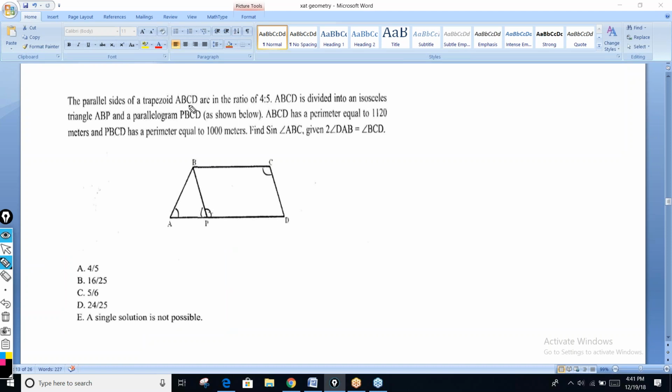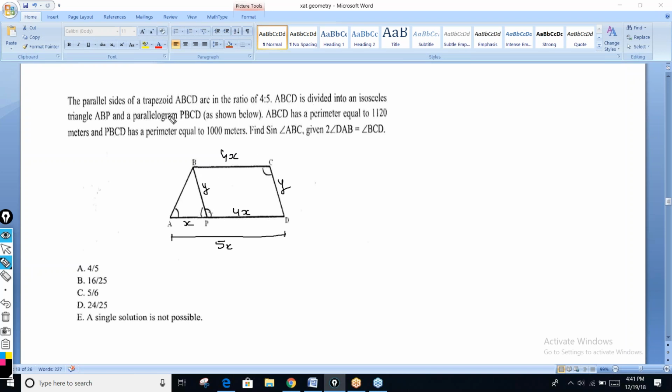The parallel sides of trapezoid ABCD are in the ratio 4 is to 5. That side and that side is in the ratio 4 is to 5. So that complete side is 5. ABCD is divided into isosceles triangle APB and parallelogram PBCD. So this side is 4x, so this is also 4x. ABCD has a perimeter equal to 1120. So this side is y, so this side is also y. This is x. So obviously, if it is an isosceles triangle, the two sides can be equal to xx also. The two sides can be equal to yy also.